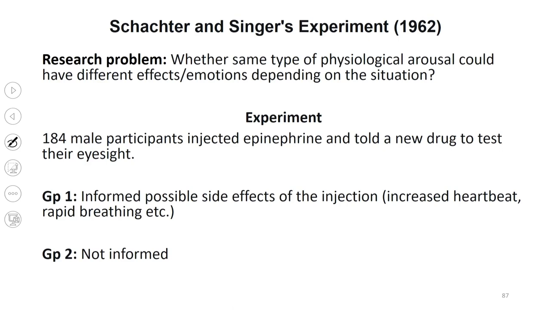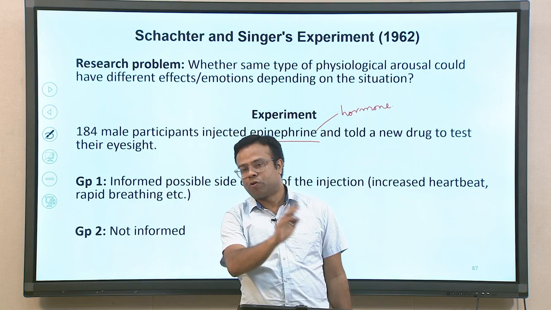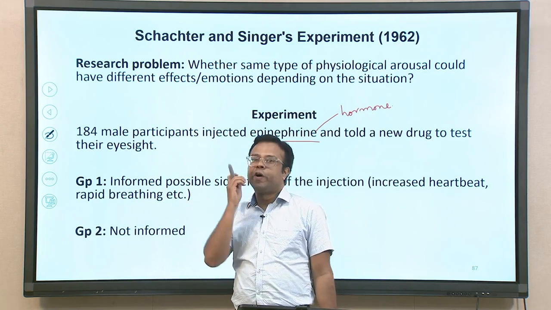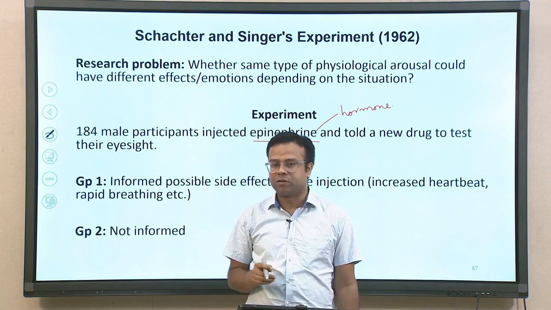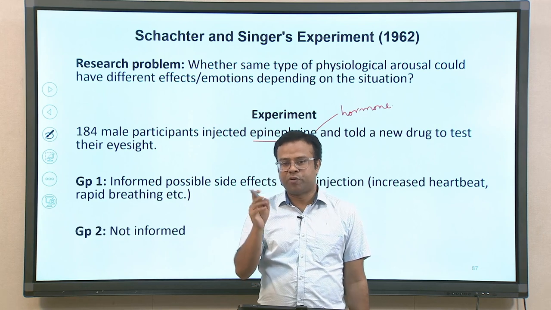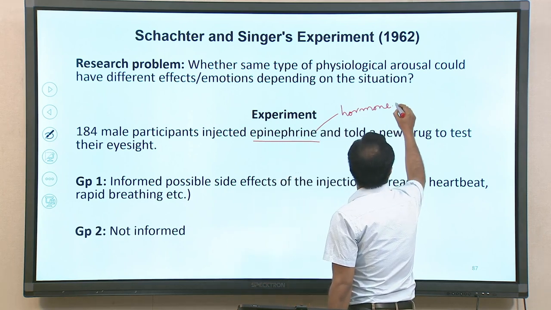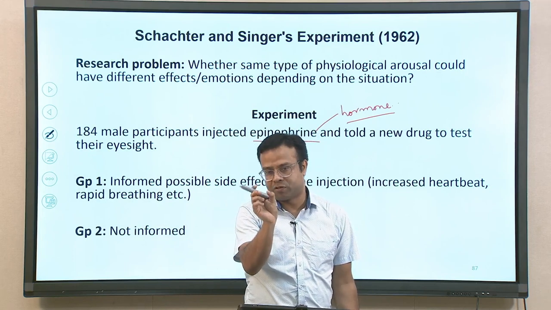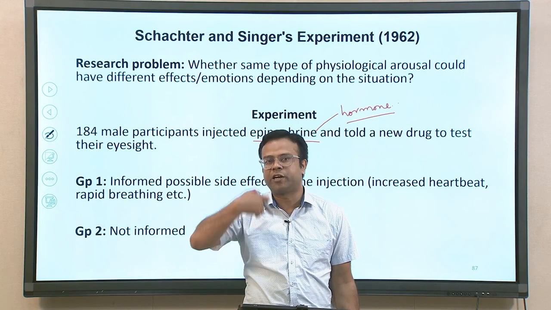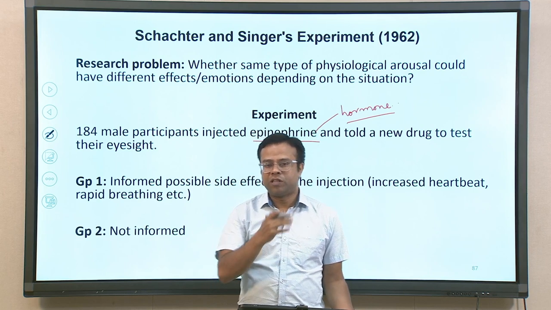In order to prove that, they did an experiment where around 184 male participants were injected with epinephrine, a hormone which has certain effects. The adrenal gland also secretes epinephrine naturally in the body when we are highly physiologically aroused, when heartbeat increases and so on. One effect of this hormone is that it increases heartbeat and rapid breathing. So, if this hormone is injected, it will artificially induce those symptoms and you will become physiologically aroused. All these participants were injected with epinephrine.